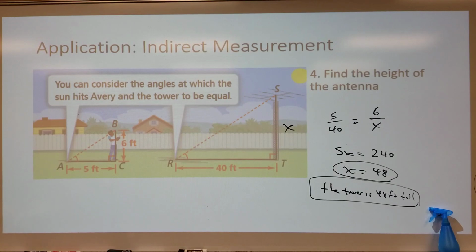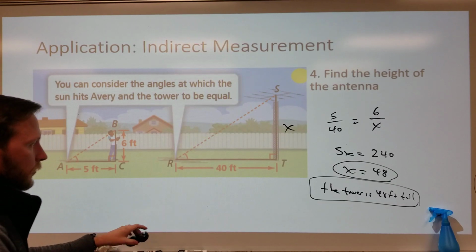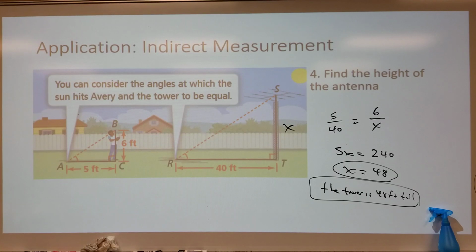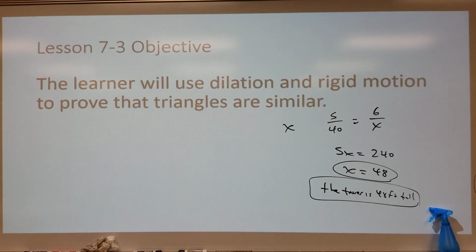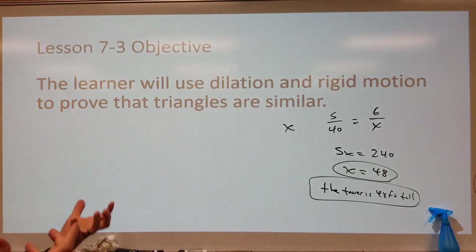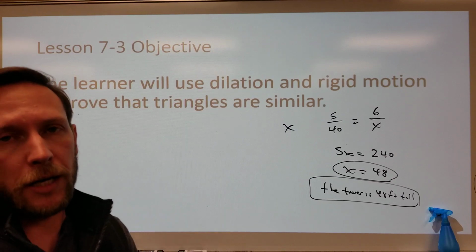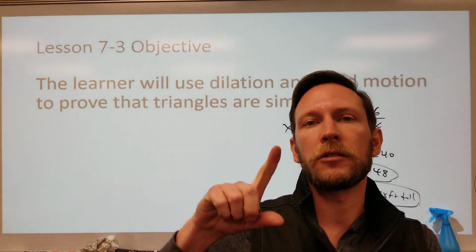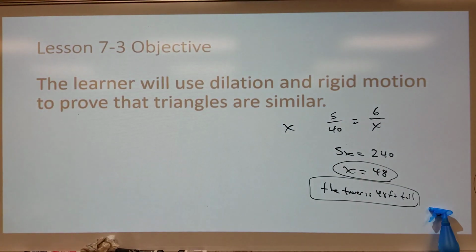Whenever we do word problems, real world problems, we want to make sure that we use units and answer with complete sentences as much as possible. Good job. We just did some indirect measurement. You are hopefully able to apply your thinking about rigid motions and dilations and prove that triangles are similar using angle similarity, side similarity, or side angle side similarity.